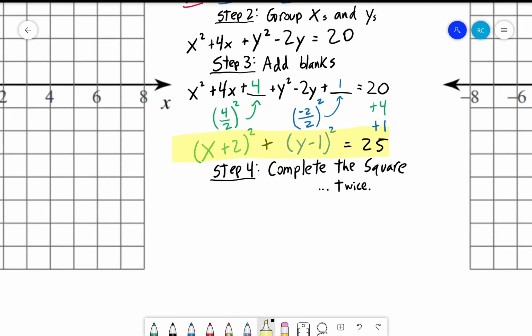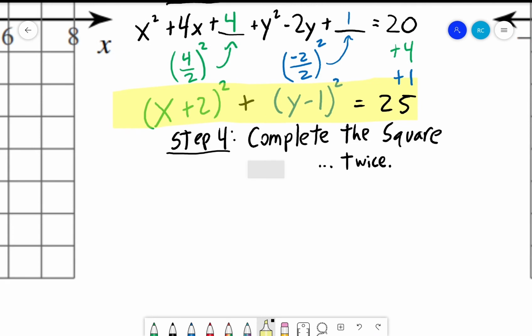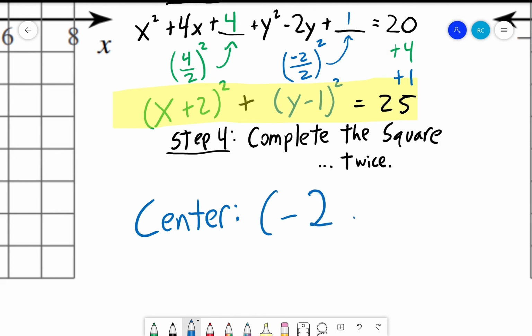And now that we have our equation in standard form, we can say that the center is negative 2, positive 1. If you don't know where that center came from, you might want to take a look at my last video. I'll go ahead and drop a link right now. Of course, the other thing we need to know is the radius. Since 25 is 5 squared, the radius is 5.